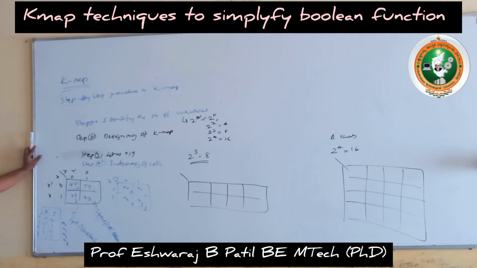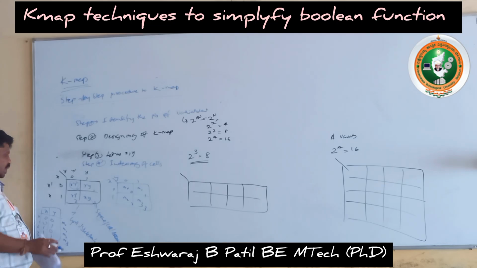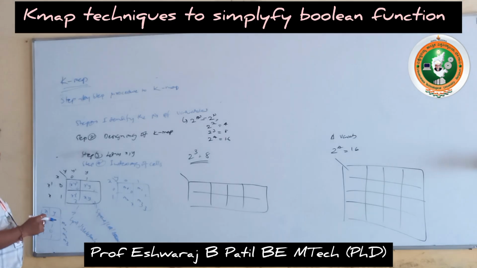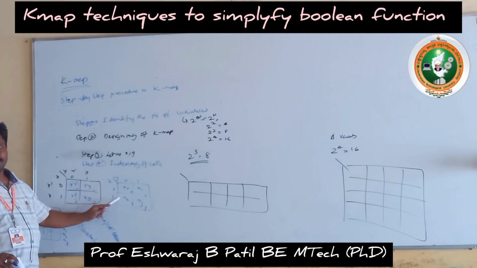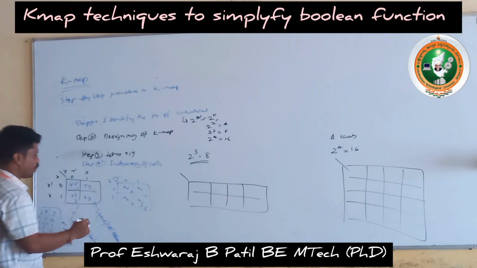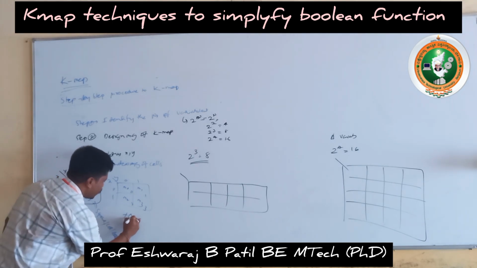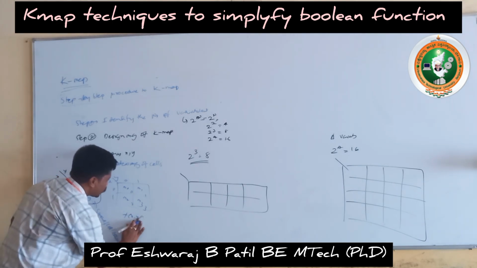This is the designing of the KMAP for 2 variables, and also mapping. Then the grouping of the cells. If my function has any of these terms, those cells are filled with 1, and the remaining cells with 0. Let me take the function f of x y here.